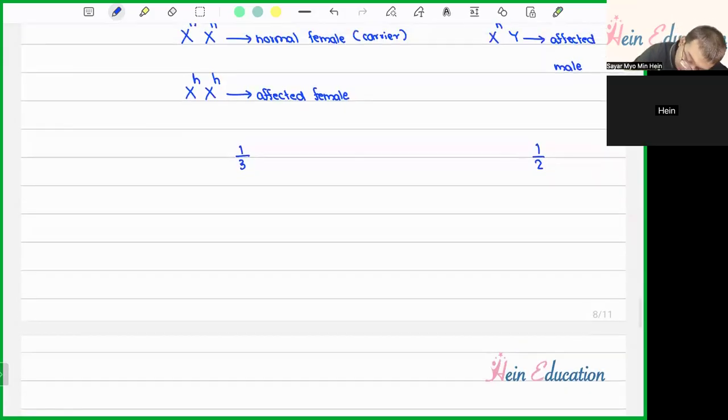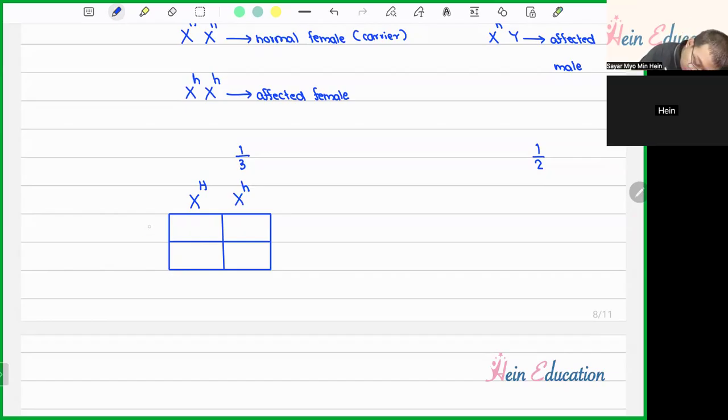So let's say here, I will draw. We have one carrier female, so it will be X capital H X small h. And then let's say a normal father. So when we look at it, both mother and father are fine. They are a normal male and a normal female. They do not have any condition. But let's see what happens. So a normal female, again a normal female but she is a carrier, here a normal male, but here we got an affected male.